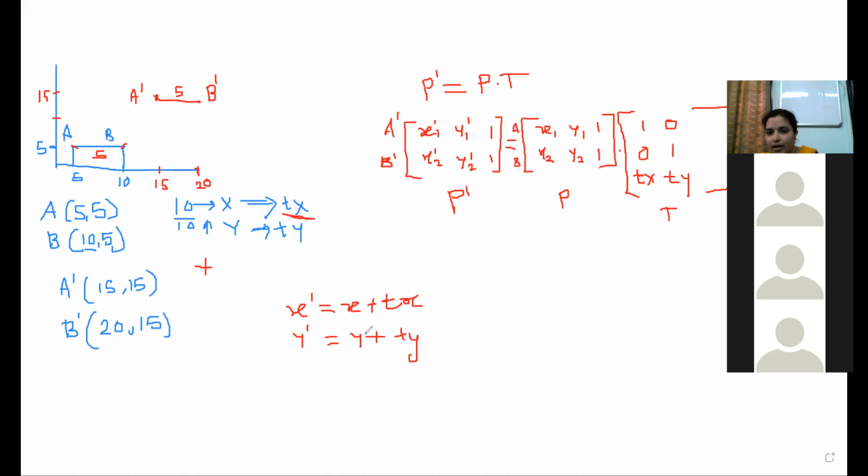into this y. Okay, and to get 1 1 at the end I should write 0 0 1 values, so that ultimately x will get cancelled, y will get cancelled, and 1 into 1 after multiplication I will be getting the result as 1 only. आता कळलंय सगळ्यांना हा टी मॅट्रिक्स कसा आला.